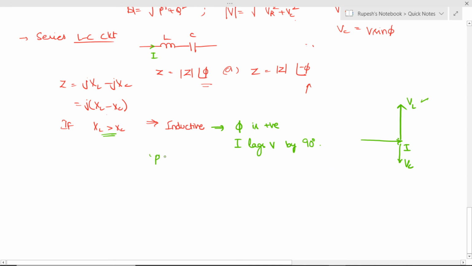Now the power here, that is the real power, is 0. The reactive power is I RMS square into XL minus I RMS square into XC. That is I RMS square into XL minus XC.